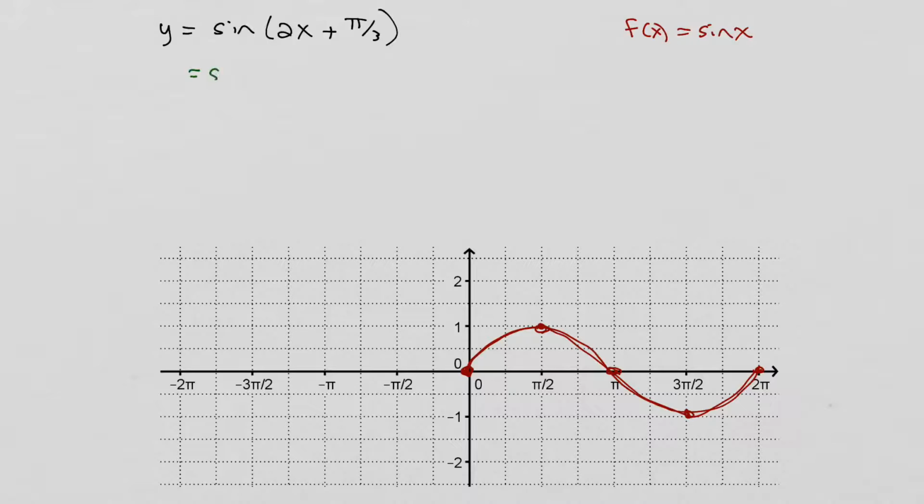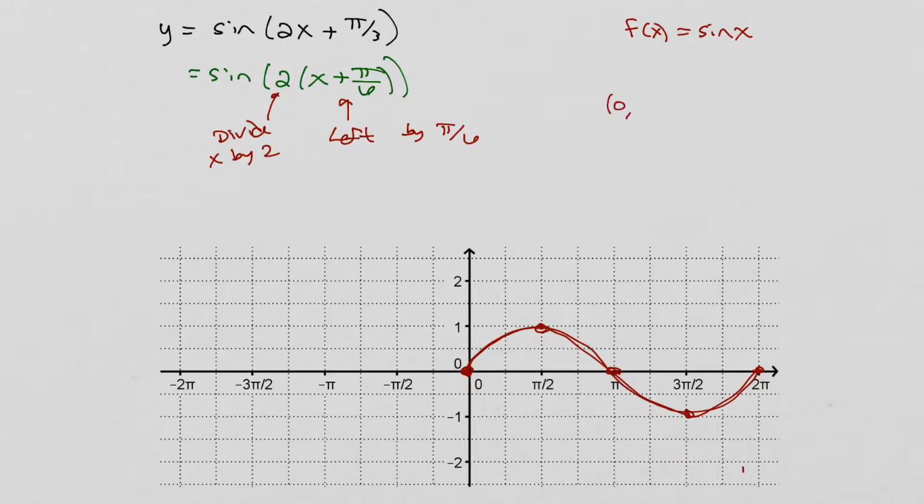Remember, in these cases, the strategy that we were trying to use was, first of all, to factor the inside. So I'll factor a 2 out to get this. Right? And now let's just go from the inside and work our way out. This says to take the graph and move it left by pi over 6 units. And then that says to divide the x value by 2. Okay, so we're going to compress it by a factor of 2 and move it left by pi over 6.